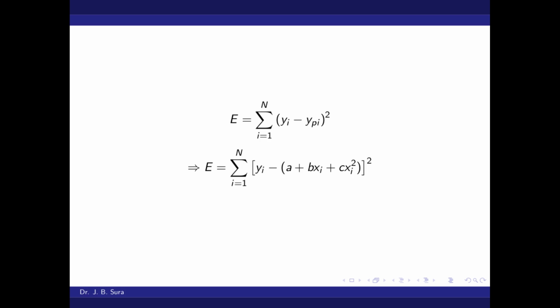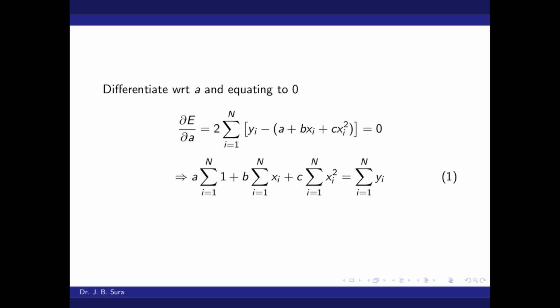If we put the equation of yp, we have E is equal to sigma i is equal to 1 to n (yi minus (a plus bxi plus cxi square)) to the power 2. Now let's differentiate with respect to a and equate to 0. So del E by del a is equal to 2 sigma (yi minus (a plus bxi plus cxi square)) is equal to 0. If we rearrange the terms, we get a sigma 1 plus b sigma x plus c sigma x square is equal to sigma y.